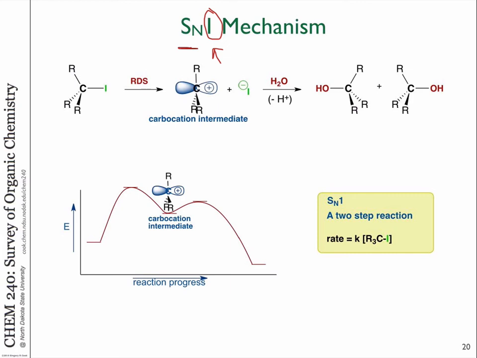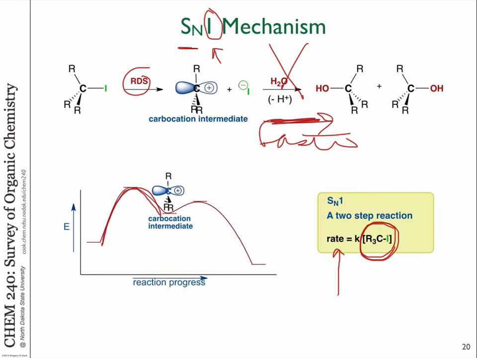So notice that the rate of the reaction depends only on the concentration of one species, the alkyl halide, because the rate determining step is this first step in the reaction. The nucleophile we're reacting isn't involved in that step at all. That comes at a second step, but since this is much faster than the first step, it is the slowest step which dictates how fast a reaction goes. And that only depends on one species, this alkyl halide breaking the halogen bond to form the carbocation.